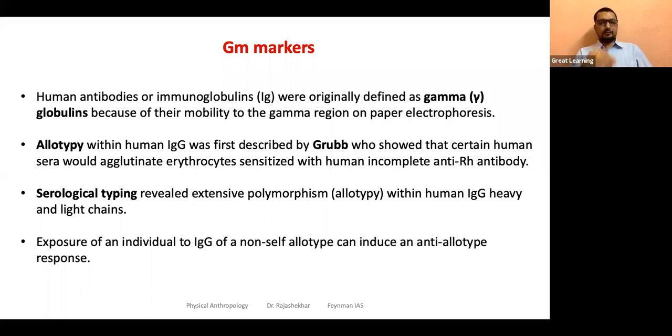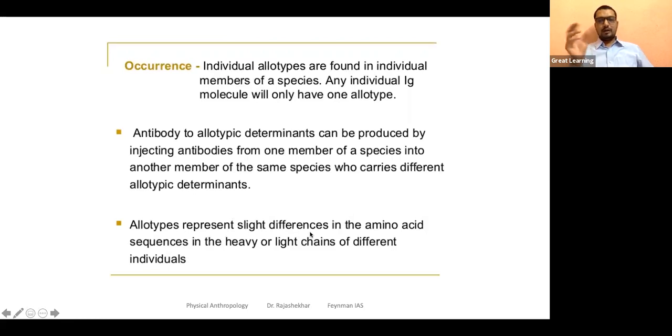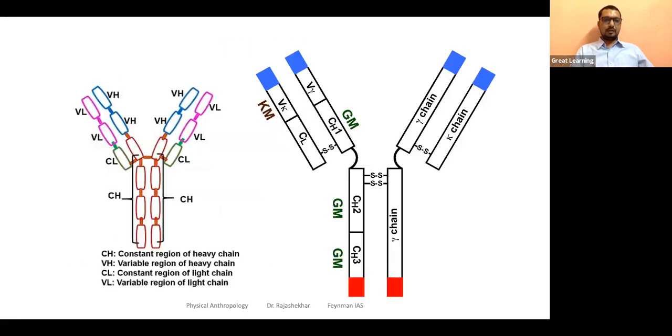scientists have noticed, someone called Grubb has noticed allotypy within IgG. So what does it mean? He noticed some forms, varieties or polymorphism with respect to IgG, which is known as allotypy. So what does allotypy mean? Allotypy refers to small differences in amino acid sequences in a few of those antibody structures. Remember, we were talking about antibody structures like this. So light chains and heavy chains. This is light chain. This is heavy chain. So within the chains, if you're comparing between two individuals in IgG, you may find small differences in amino acids. So those are called allotypy.